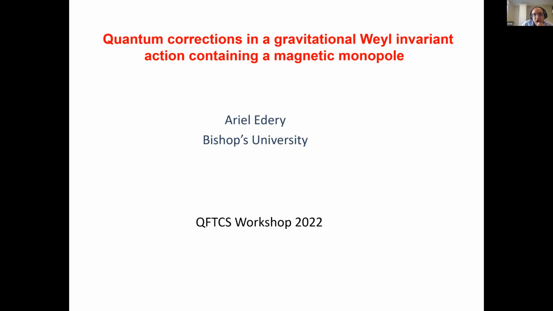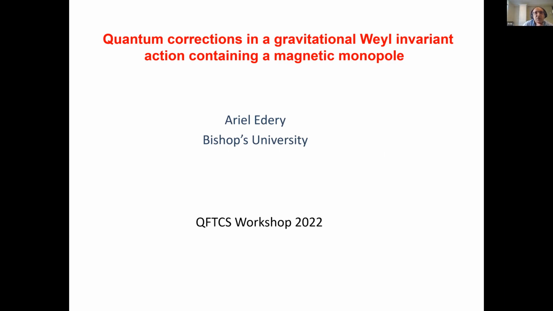Thank you. So I'm going to talk about how in a conformally invariant action, you can still create a magnetic monopole through quantum corrections, even though you don't have a mass term in the Lagrangian.